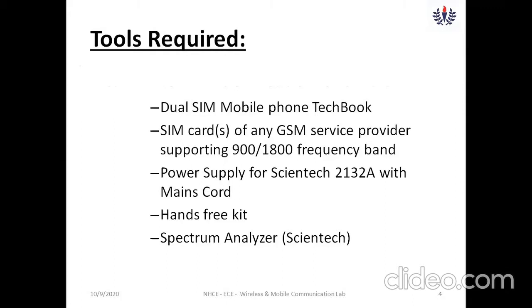So what tools do we need for all of these? We need a dual SIM mobile phone textbook, and then we need a SIM card which supports the 900 and 1800 frequency bands. And then we will need the textbook, main cords, hands-free kit, and the spectrum analyzer. You have seen in the first experiment how we have used the spectrum analyzer. So this can be integrated with your present experiment, and we can view the spectrum of signals.